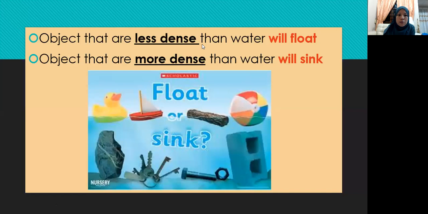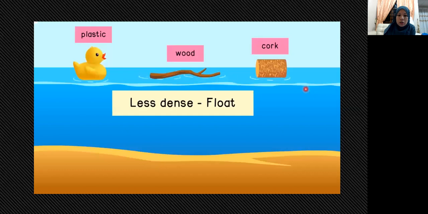Okay, look at here. Objects that are less dense than water will float, and objects that are more dense than water will sink. As you can see here, this object floats and this object sinks. The objects which sink are more dense, while the objects which float are less dense. Okay, remember plastic, wood, and cork. All of these objects float because they are less dense.